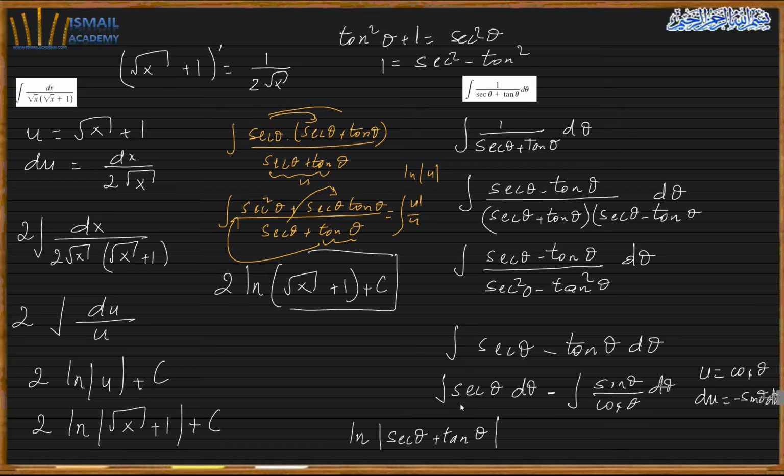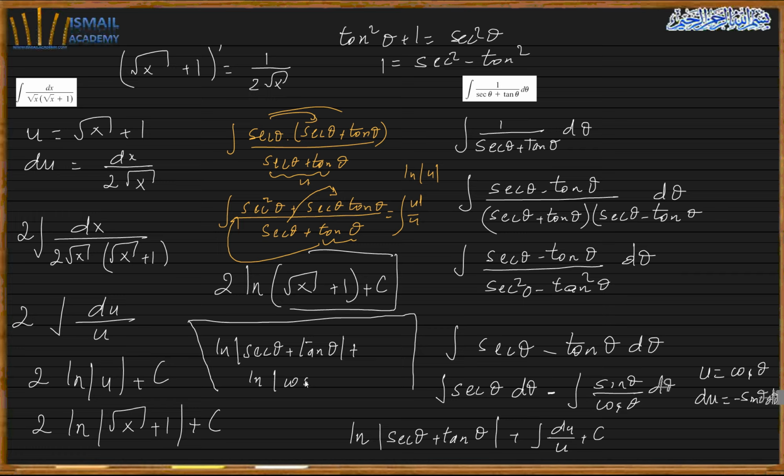But most of the time they give it to you as a formula. So here it becomes minus the integral of du, or plus du over u, plus c. And my final answer, I will write it here. It's going to be ln absolute value of secant theta plus tangent theta, plus ln of absolute value of u, and u is cosine, so plus ln of absolute value of cosine, plus c, and this will be my answer for that question.